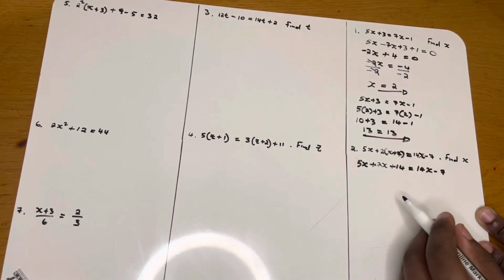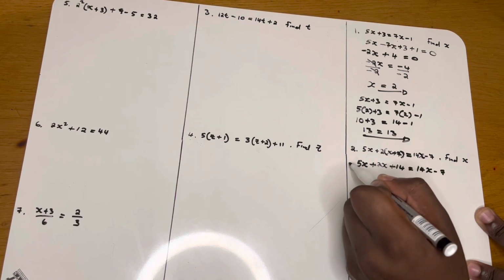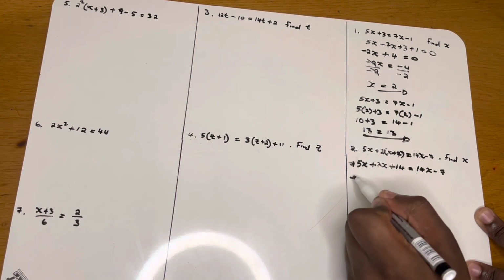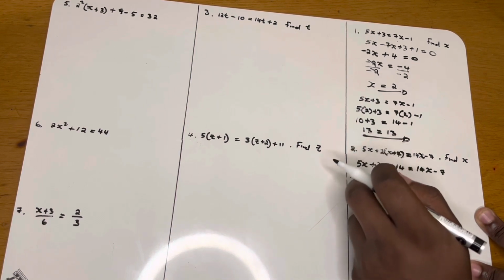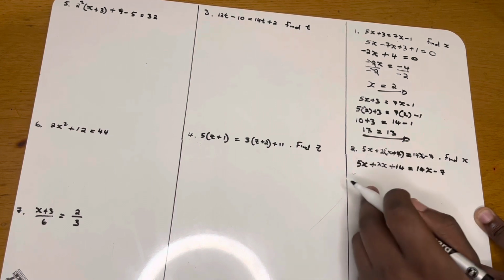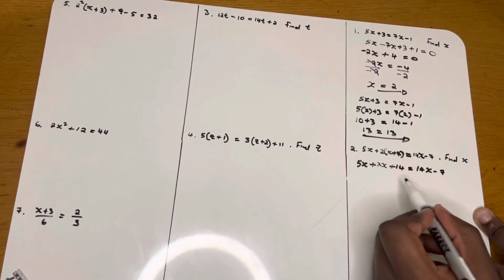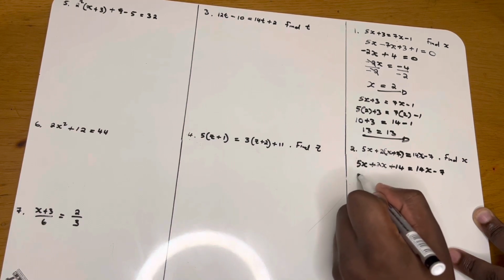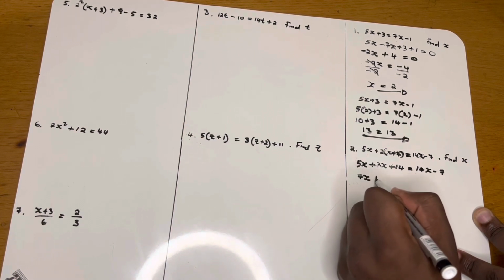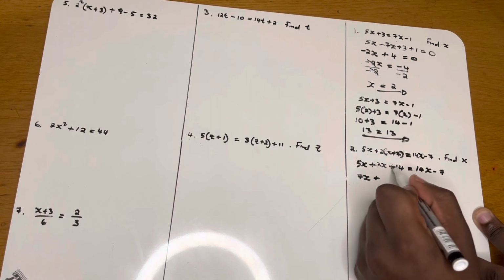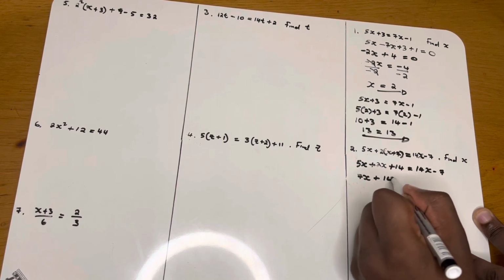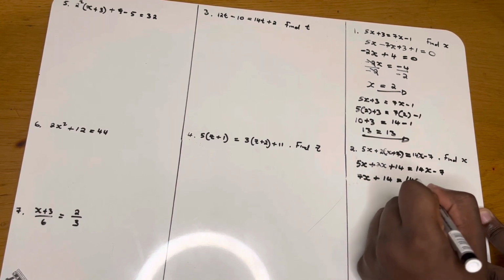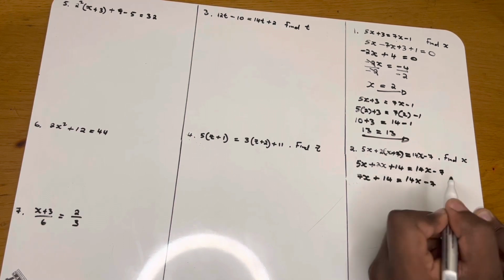Okay, then the next step, now we'll have to equate everything to 0, and group the like terms. Firstly let's add 5x plus 2x. 5x plus 2x will be equal to 7x plus 14 equals 14x minus 7.